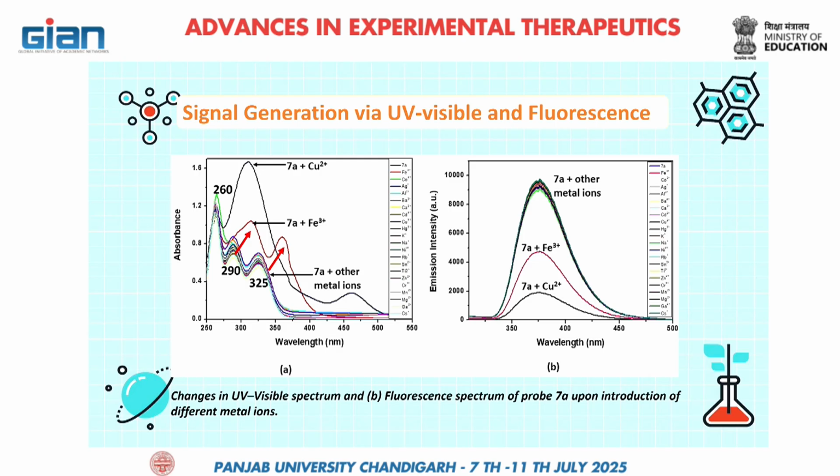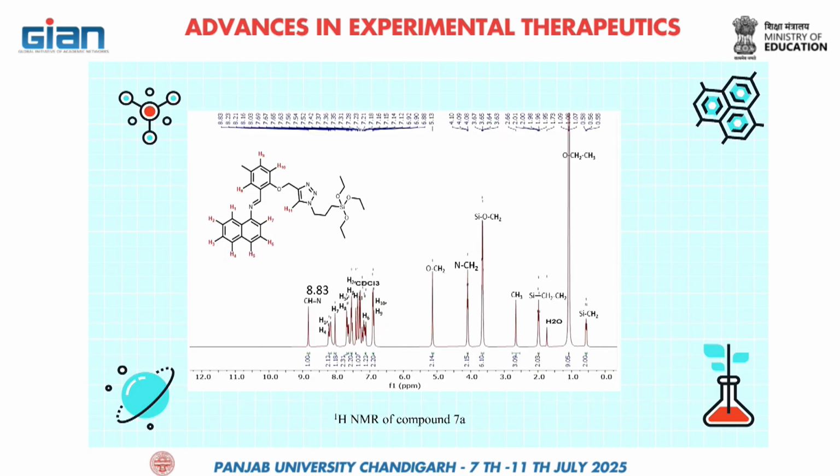In UV visible, we came to know that on the interaction of ferric ion, there was a shifting of the peak from 325 to 290. That is a bathochromic shift. Under fluorescence, it has been observed that on addition of ferric ion, there was a quenching in the absorption peak.